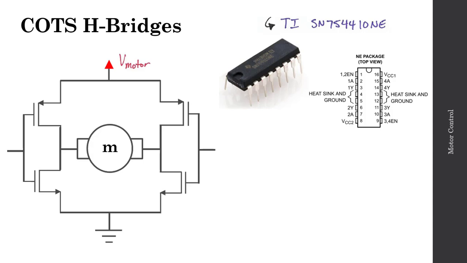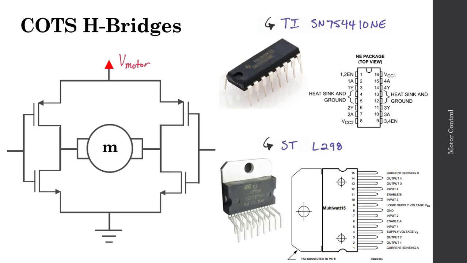Another example of a commercially available H-bridge is the ST L298. And there's also a variety of motor shields available for using these H-bridges with something like your Arduino.